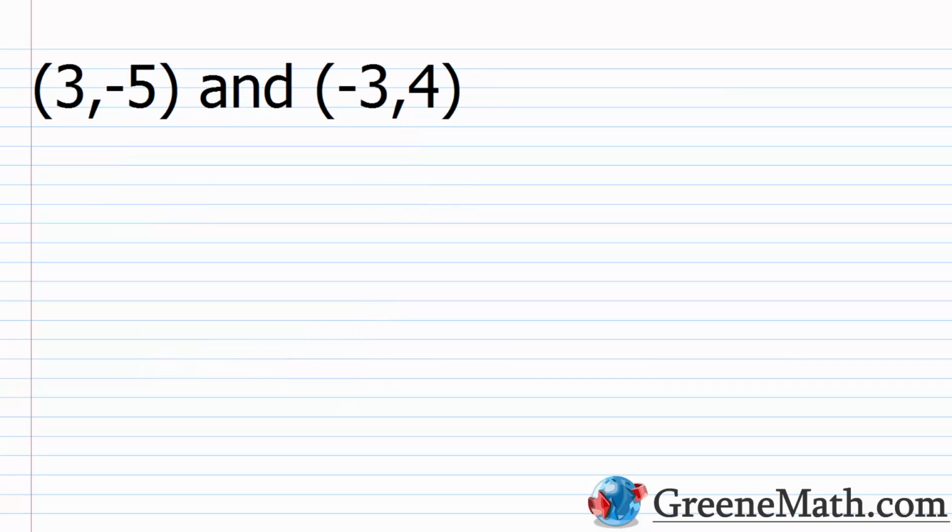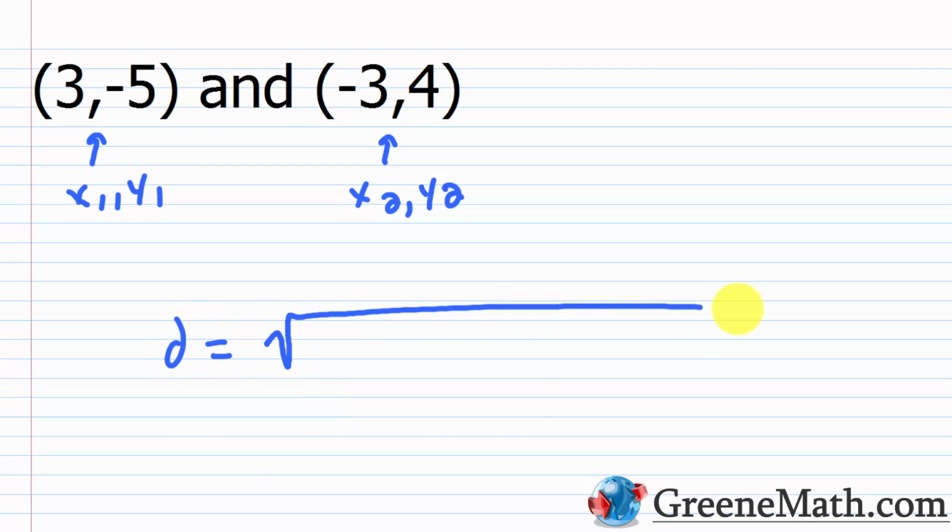All right, let's take a look at one more. So we have the distance between these 2 points. We have 3 comma negative 5 and negative 3 comma 4. So let's label this first point as x sub 1, y sub 1, and this second point as x sub 2, y sub 2. So the distance is equal to the square root of, you've got x sub 2, which is negative 3, minus x sub 1, which is 3. Okay, that's wrapped in parentheses and squared. Then plus, you've got your y sub 2, which is 4, minus your y sub 1. So minus a negative 5 would be plus 5. Again, this is wrapped in parentheses and squared.